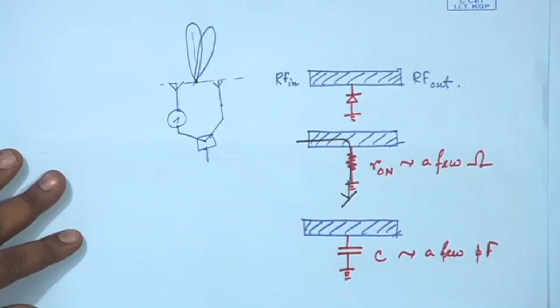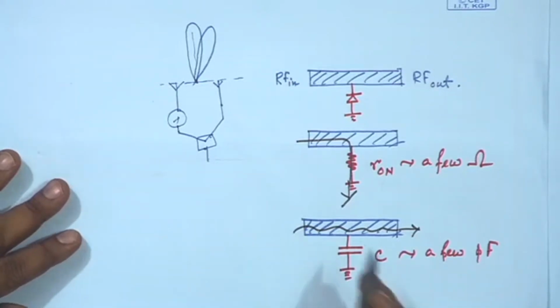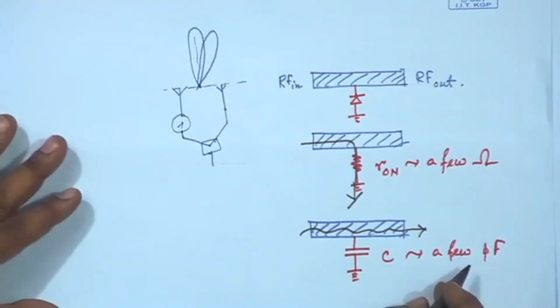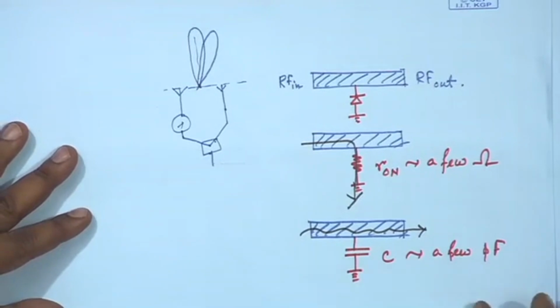So, in that case, since it is a small value of capacitor, the equivalent reactance will be very high for the RF signal, and whatever RF signal we have will simply pass from the left hand side to the right hand side, or we have a direct connection between the input and output. So, this is in shunt configuration.